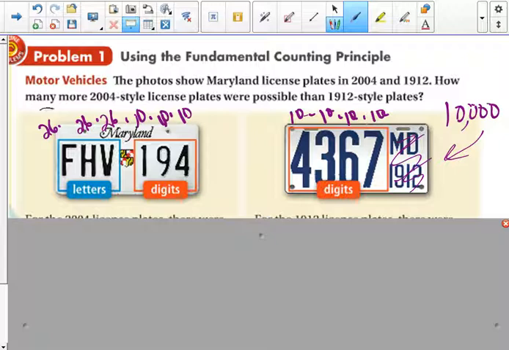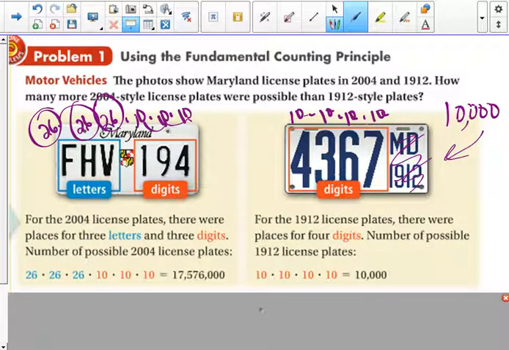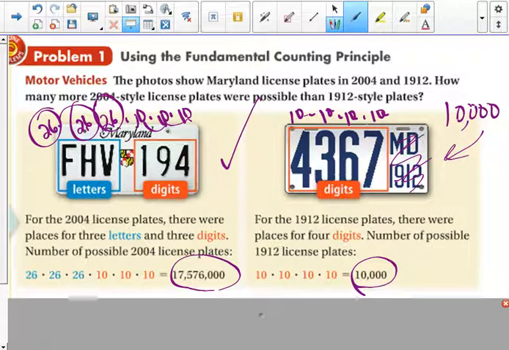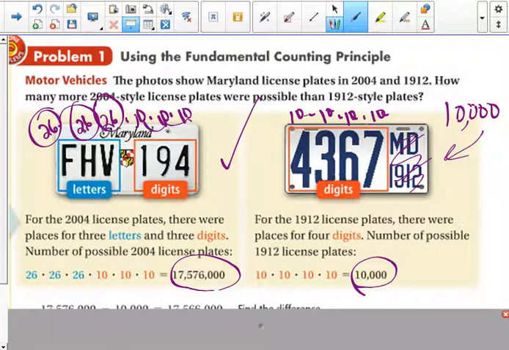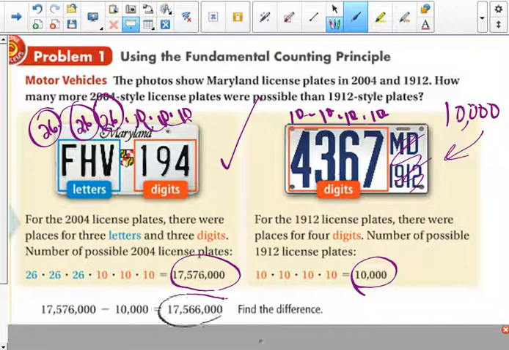Now over here we're going to have to do 26 times 26 times 26 with 3 zeros after it. And when we do that, we get 17,576,000. And then we know 10,000 were possible in 1912. So it said how many more were possible here? Well, subtract. So we're going to take 10,000 from the 17,576,000, and we get 17,566,000. And that's how many more combinations were possible just by dropping one number and adding 3 letters.